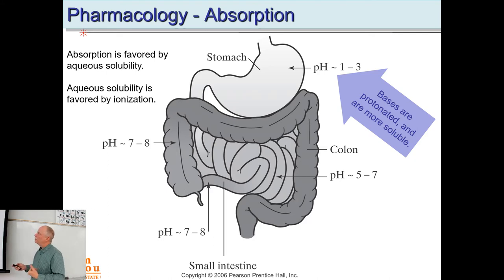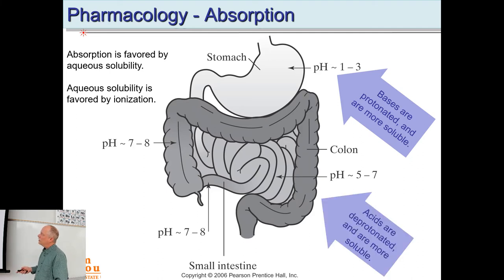So how do pharmaceutical agents get into the body? Most of the time they're taken orally, and so bases and acids are all protonated in the stomach, okay? But the bases are protonated and become BH+, base with a proton, positively charged, and so therefore they're ionized, and so then they go into the bloodstream. And then they might be deprotonated in the colon, the pH is 7 to 8, so very slightly basic in the colon. And so then the acids are deprotonated in the colon, and they're more soluble.